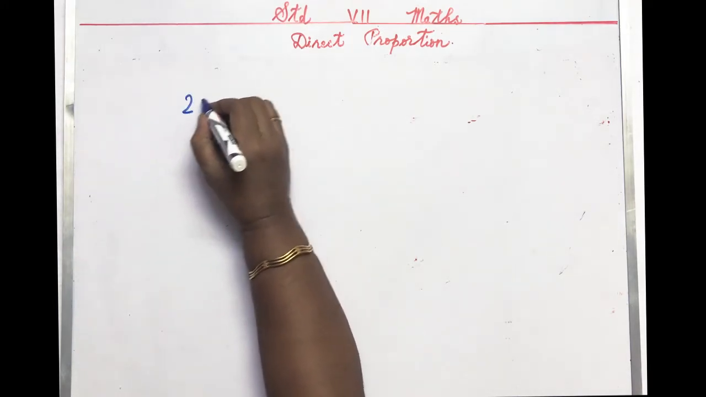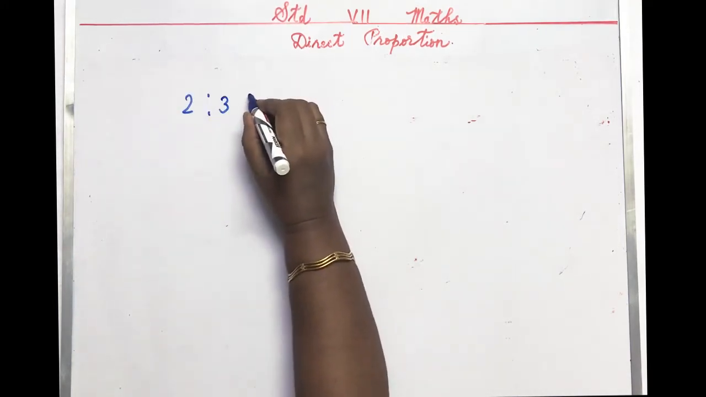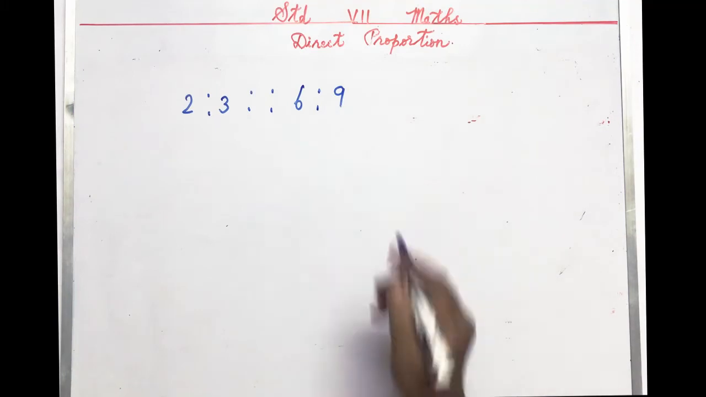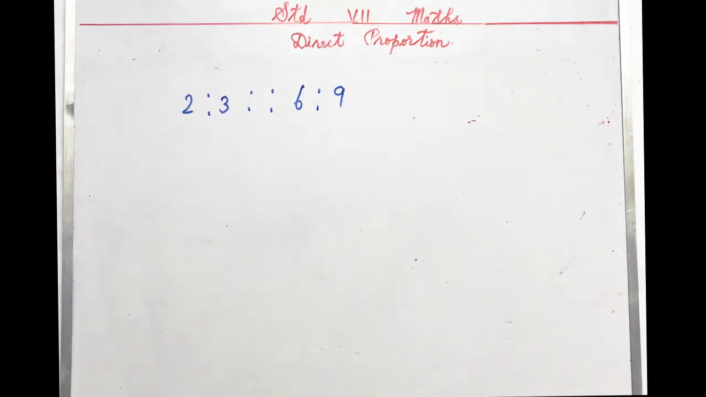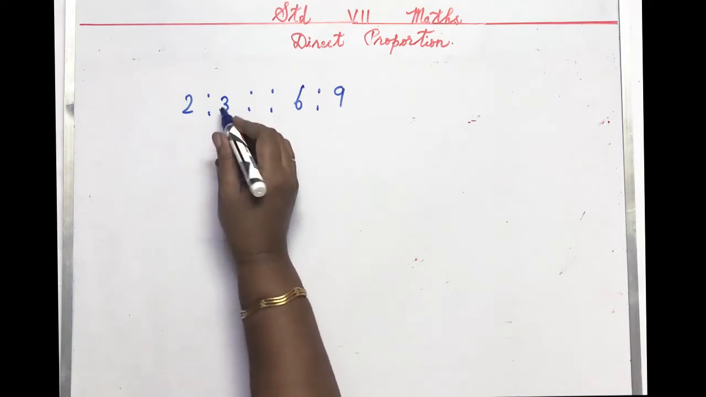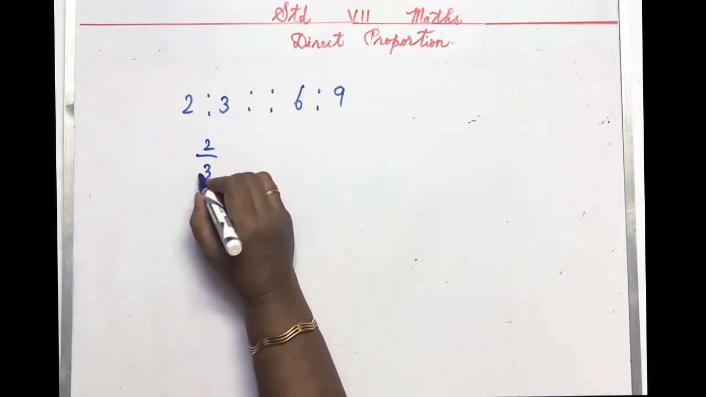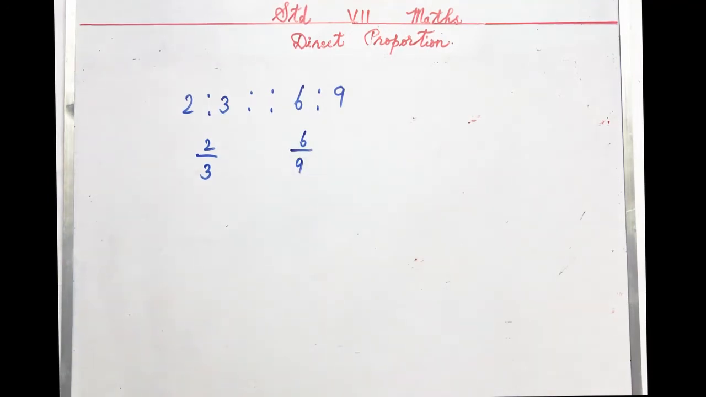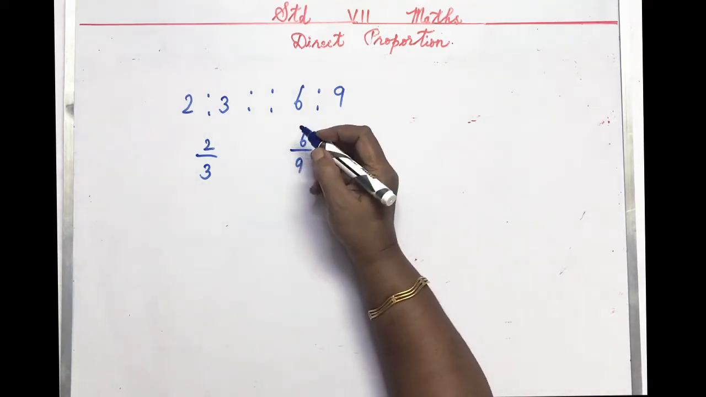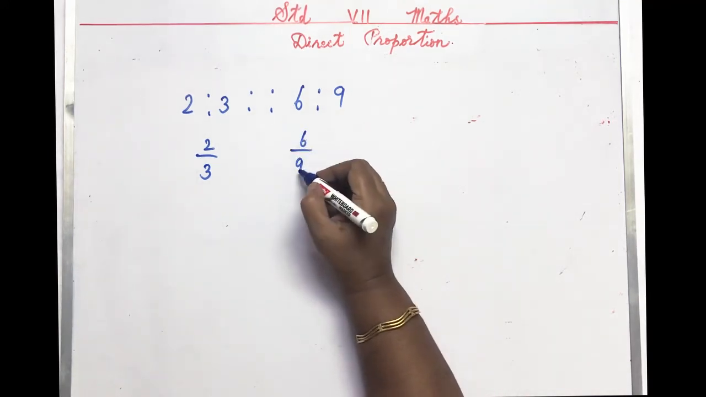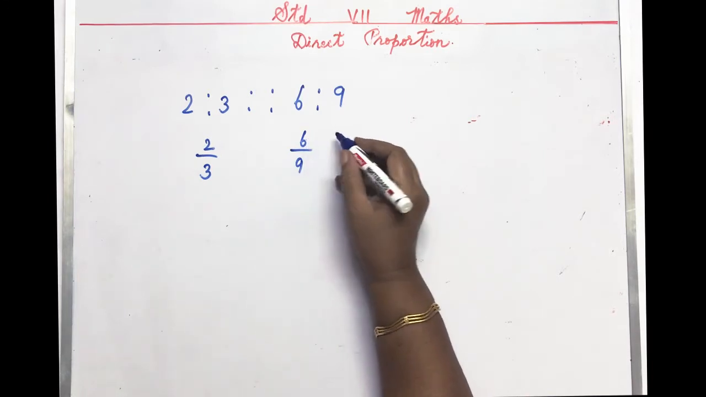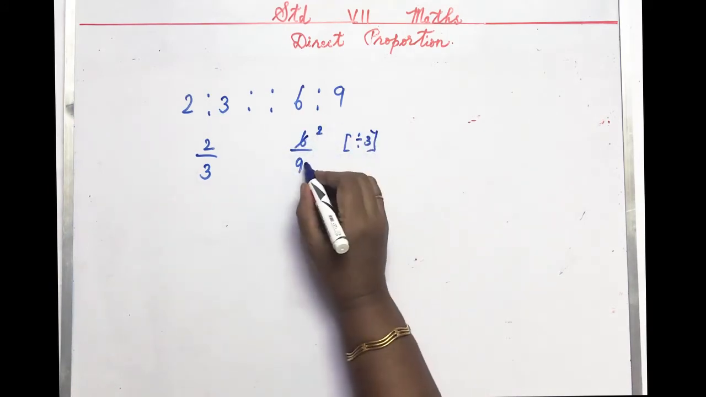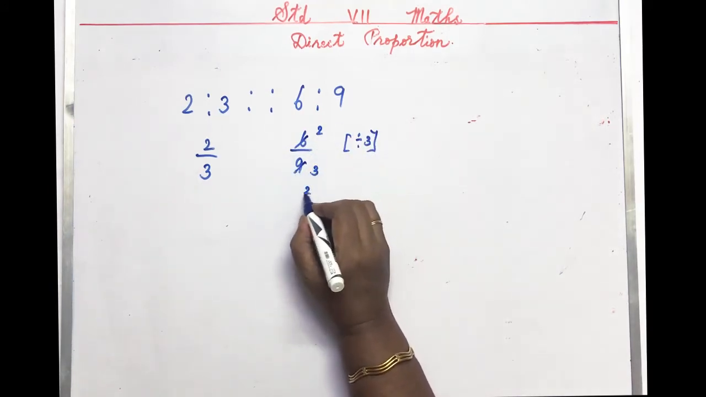So what are the two ratios? 2:3 as 6:9. You all know ratio can be written as fraction. So we will represent this as fraction first. So 2/3 and 6:9 can be written as 6/9. Now this 6/9 we can write in simplest form by dividing by 3. So 3 2s are 6 and 3 3s are 9. So this is nothing but 2/3.